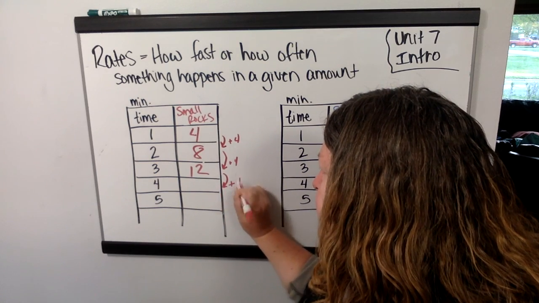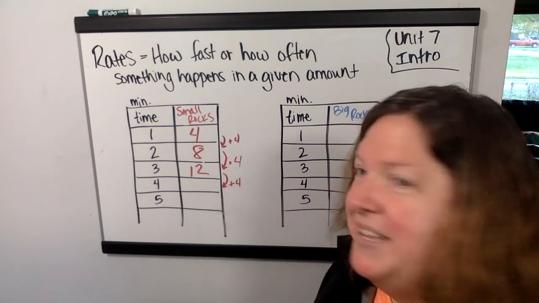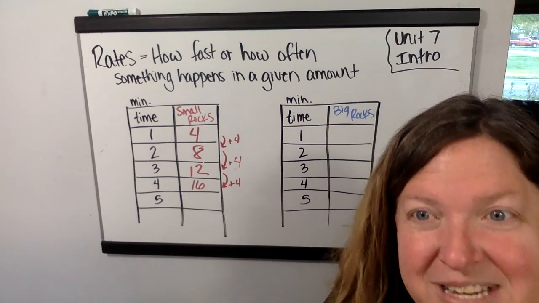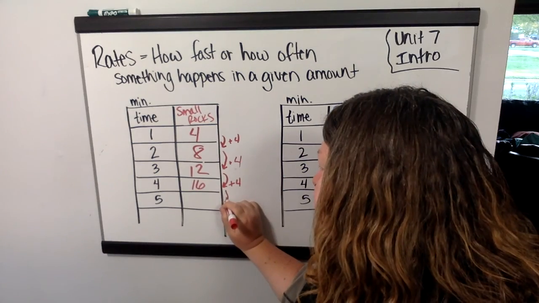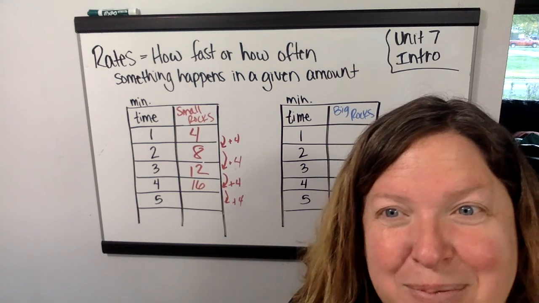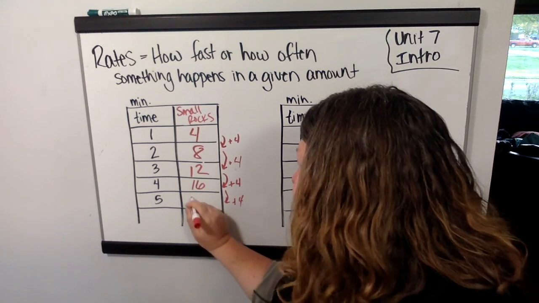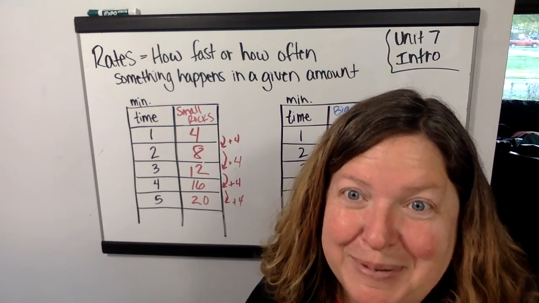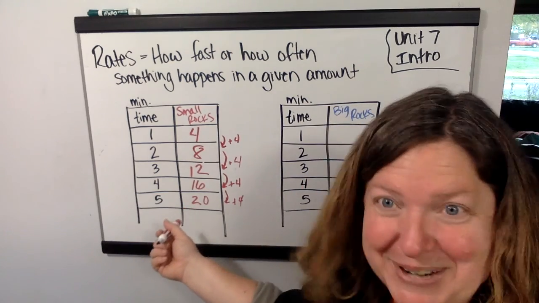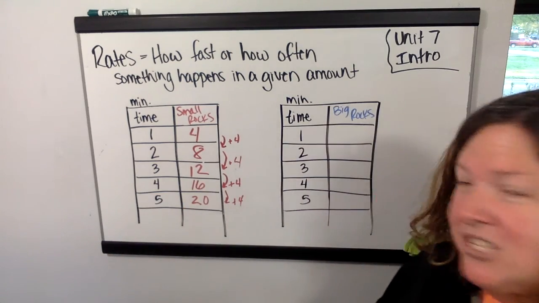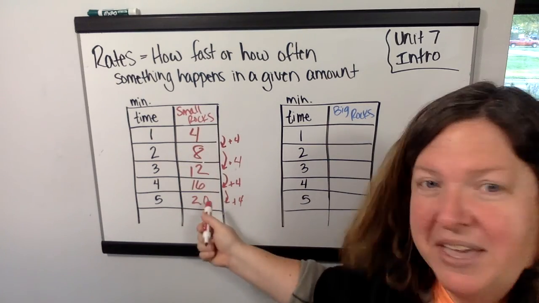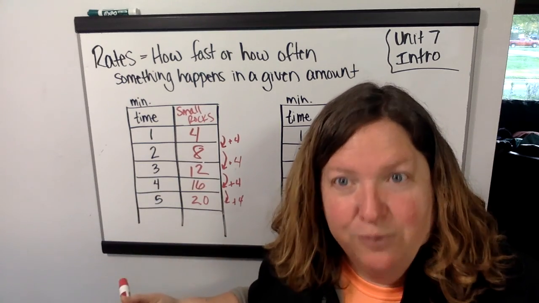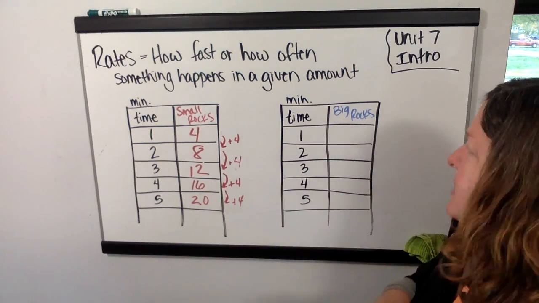It's keeping going up by 4. Keeps going up by 4. After 4 minutes, I'd found 16 small rocks. After 5 minutes, how many had I found? 20. Now, could I keep going? Well, likely so. I mean, if you're out on a nature walk, probably you're not doing it for 5 minutes. That's not a very long nature walk. So, as I keep going, I could keep adding on with each minute that passes, I would add on 4 more rocks. Now let's look at the big rocks.